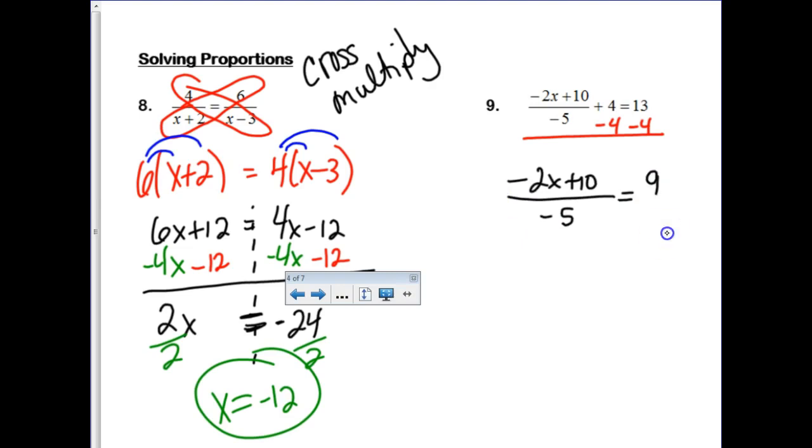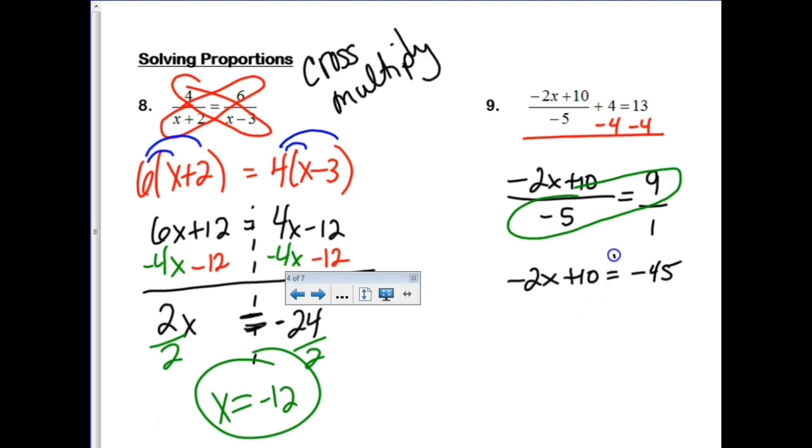Now, one might argue, oh, what are you talking about, Abruzzo? That's not a fraction over here, it's a 9. Well, everything is a fraction if you think about it, because 9 is really 9 over 1, right? So if you were to multiply now, the negative 5 times the 9, that gives you negative 45 right there. So negative 2x plus 10 times 1, that doesn't do anything exciting. I'm just going to write that down. But apparently it equals negative 45.